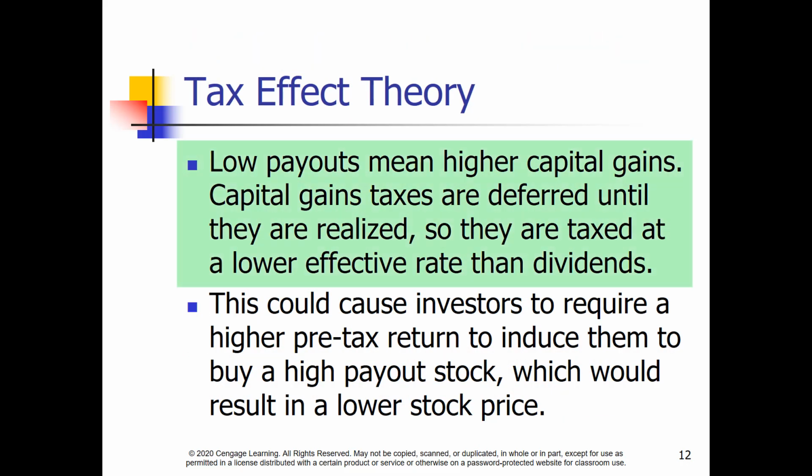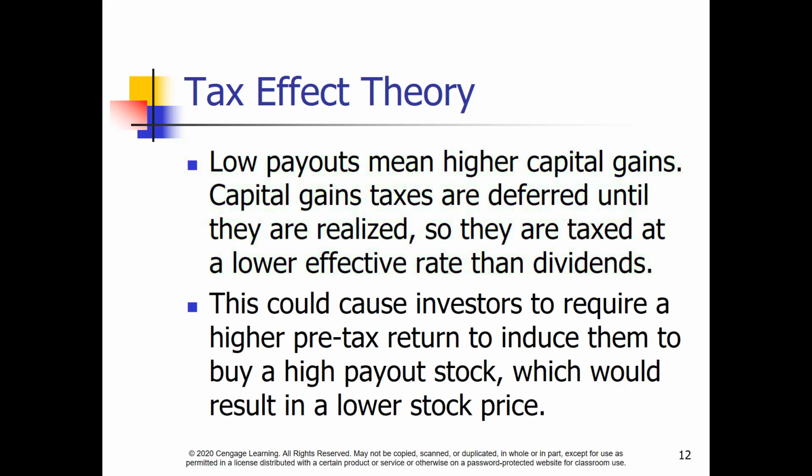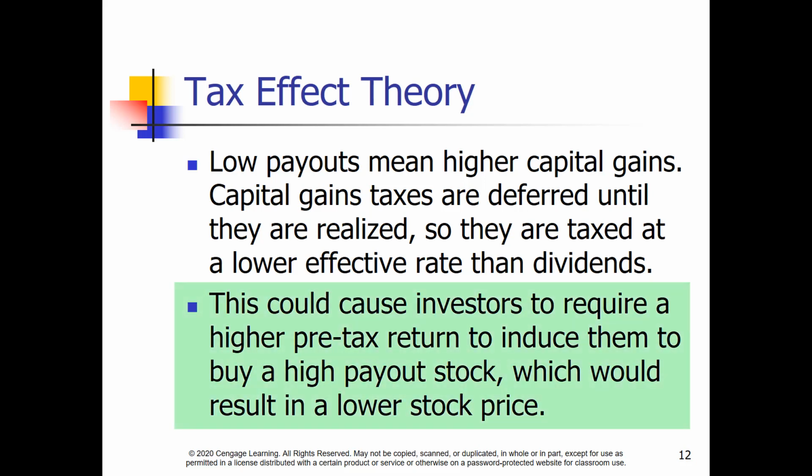The tax effect theory is based on the idea that lower payouts equal higher capital gains. Since capital gains are currently taxed at a lower rate than ordinary income, they're more attractive to investors who can control when they report capital gains. If this theory holds, then investors would reward low payout firms with higher stock prices and lower required returns.